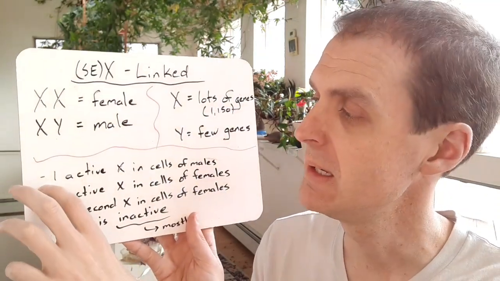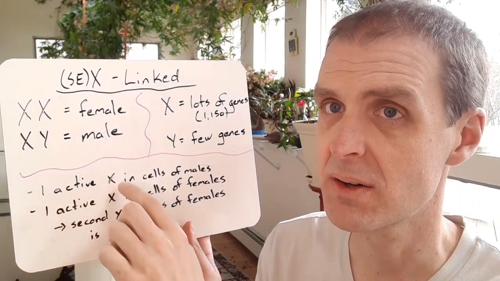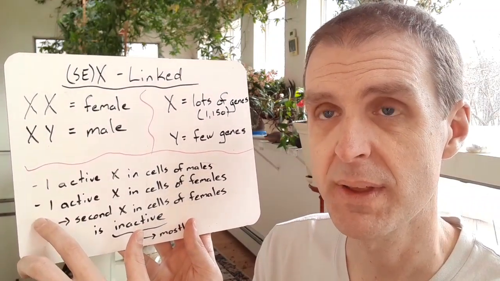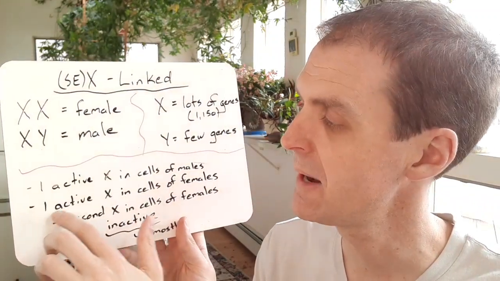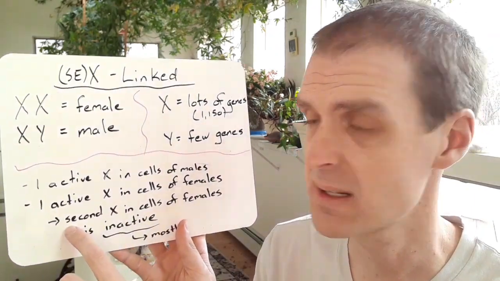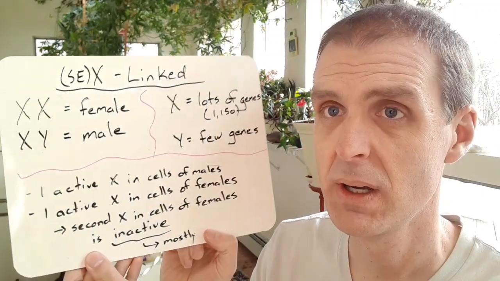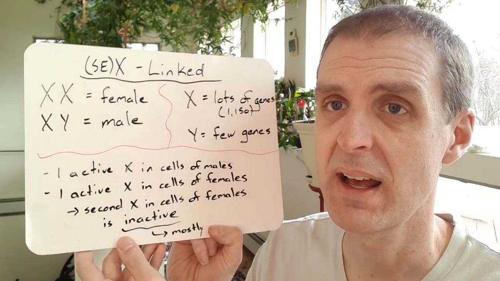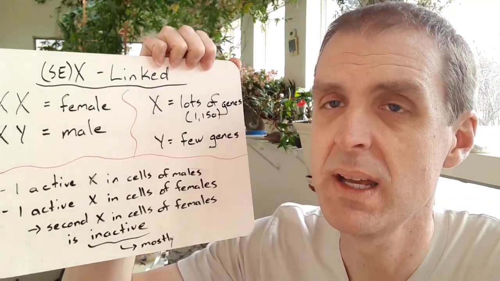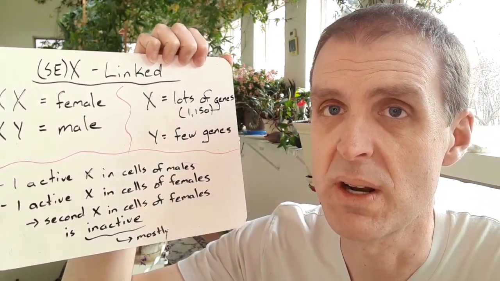In cells of a male, you have 1 active X chromosome. In females, even though they have 2 X chromosomes, you have 1 active X chromosome in cells of females, because the second X chromosome in their cells is inactive. That second X chromosome gets condensed. It forms what is known as a bar body, and it is generally thought that there's no gene expression from those.